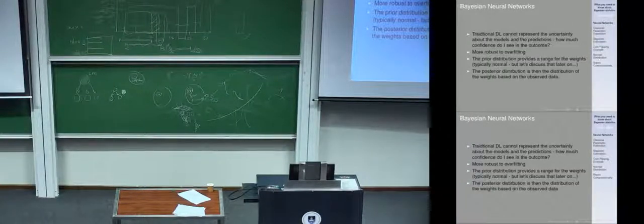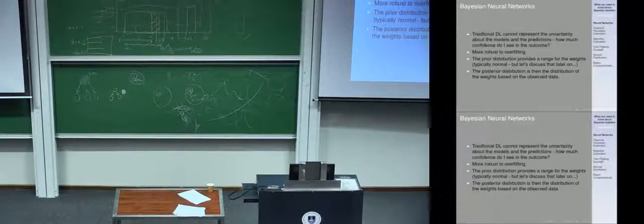Right, so Bayesian deep learning or Bayesian neural networks, sorry for that terrible spelling there. Traditional deep learning cannot represent the uncertainty. Okay, so how much confidence do I have in the outcome? You just get an output, and obviously as the user you can make certain remarks on it. But if you have something with a probability distribution, you have a quantifiable uncertainty measure, right?